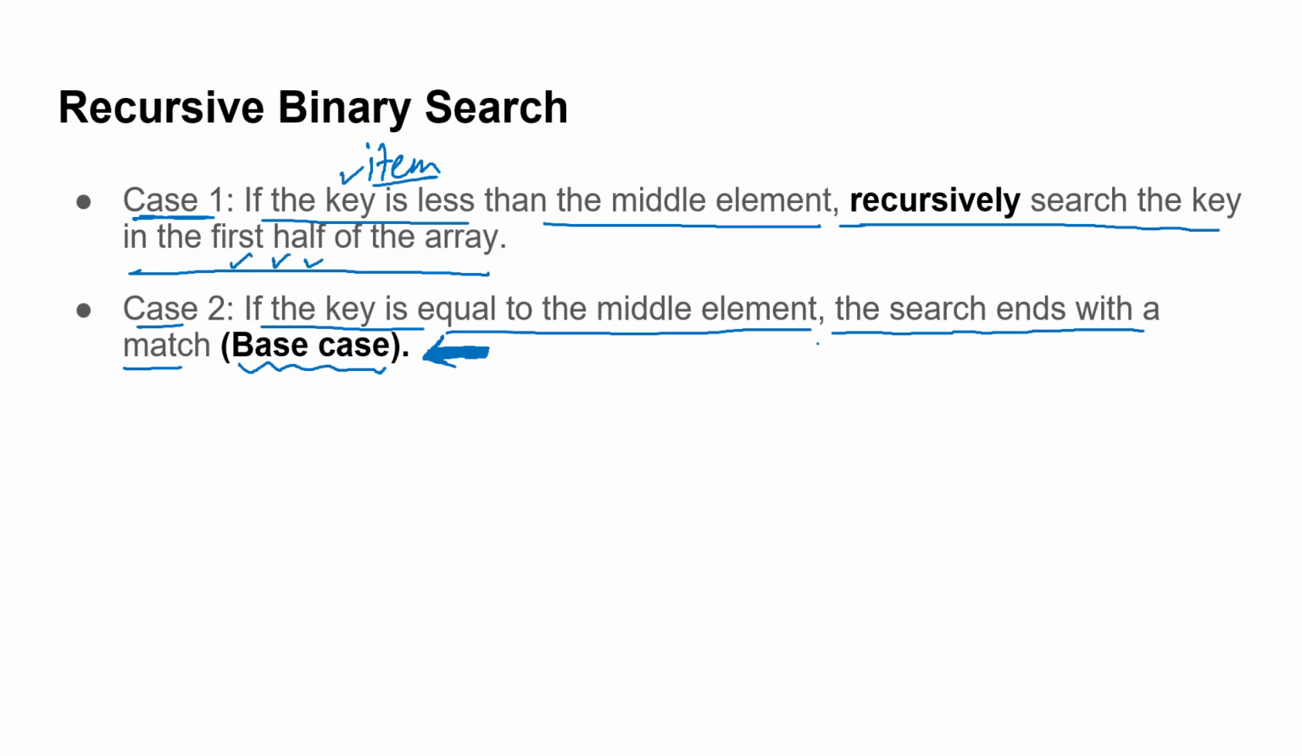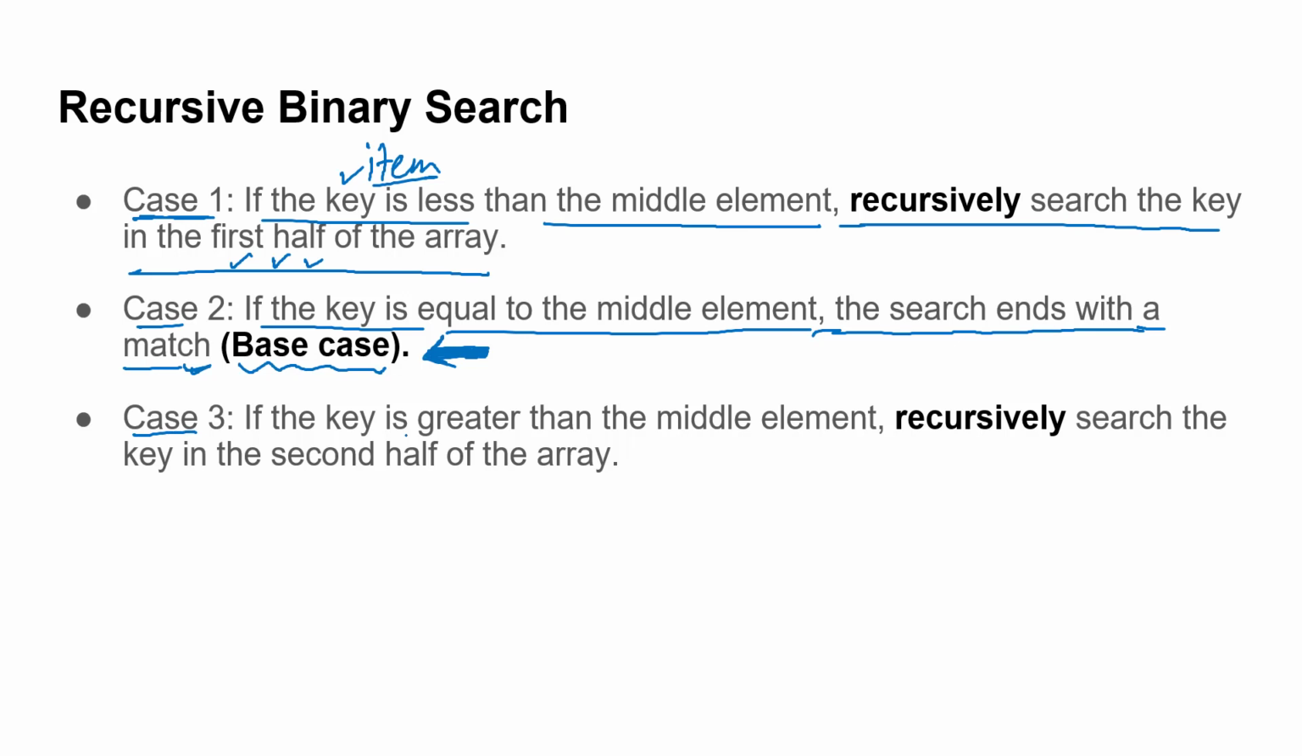Otherwise, if the key is equal to the middle element, then our search will end there, and we would return that index as the matching index. Case number 3 will happen if the key is greater than the middle element. So if that's the case, then we are recursively going to search for that key in the right subarray.